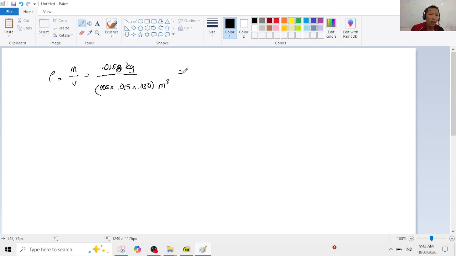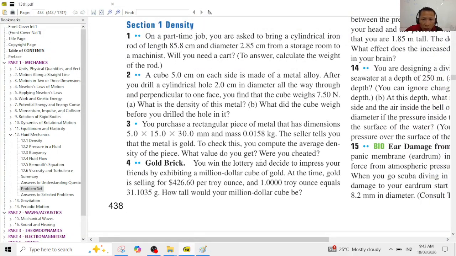So you divide 0.0158 by 0.005 times 0.015 times 0.030, usually in 3 significant figures. That would be 7,020. So 3 significant figures, that is 7,020 kilogram per cubic meter. In grams per cc it is 7.02 grams per cubic centimeter, but I think we have to be familiar with kilogram per cubic meter. So that's the density, and to check this, you compute the average density of the piece.